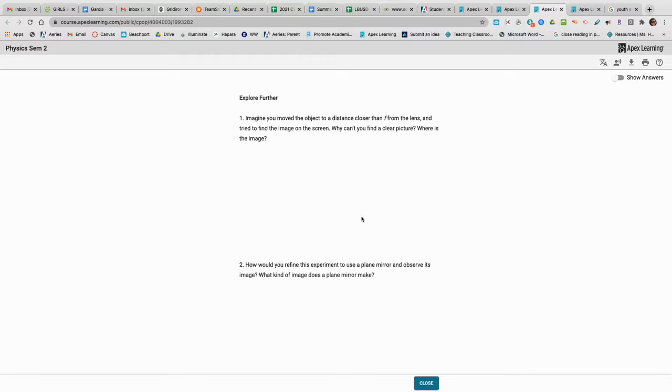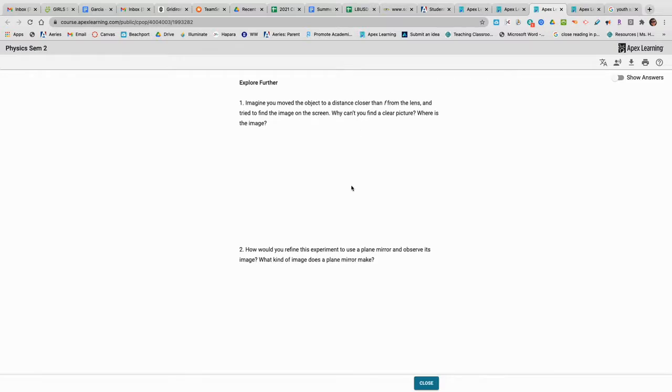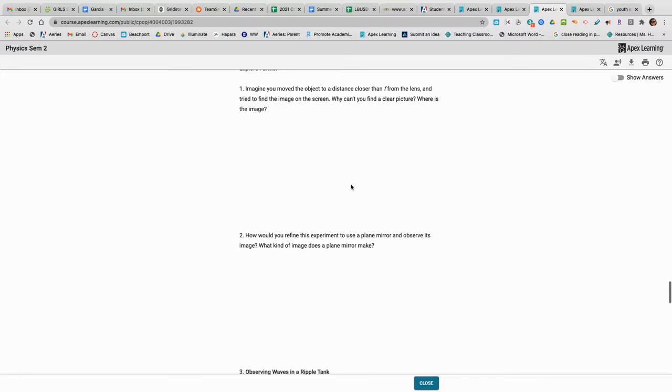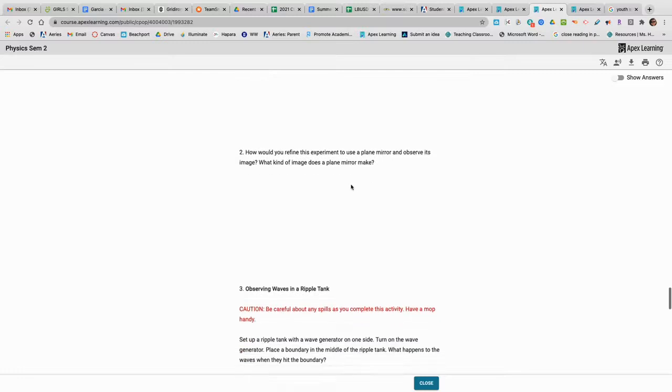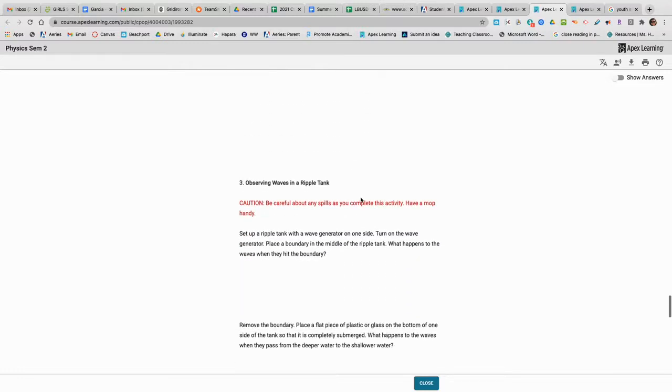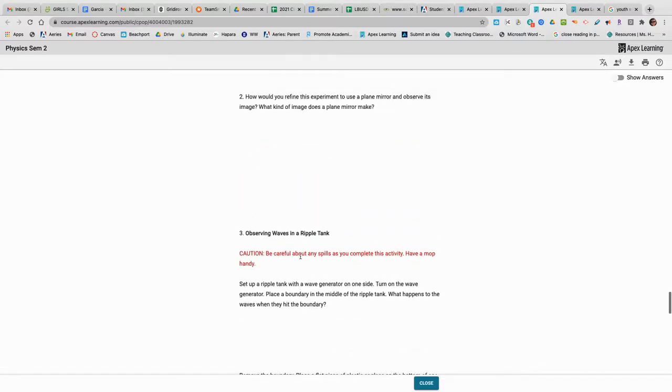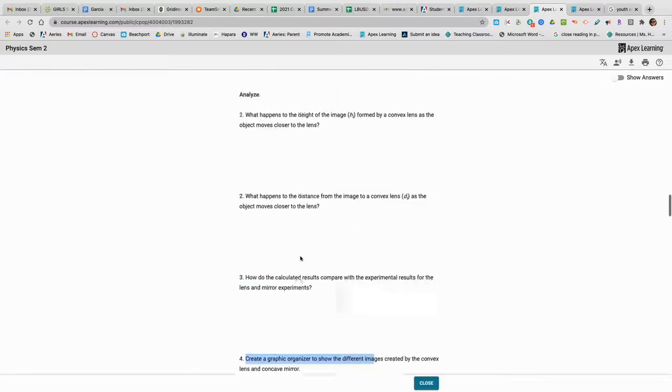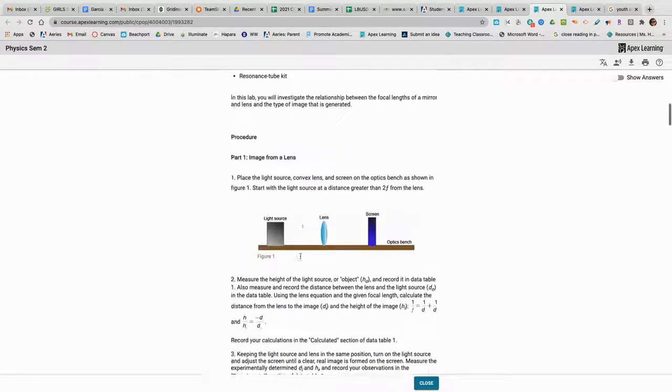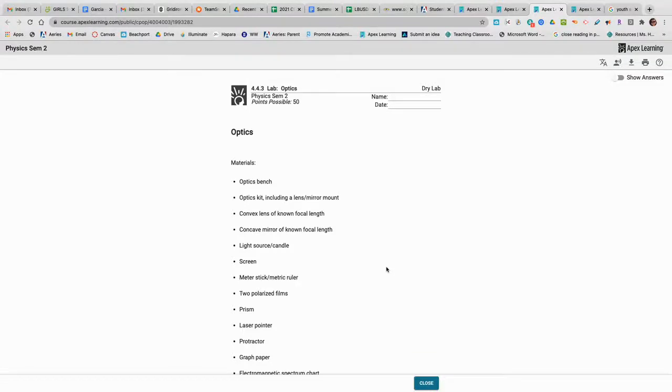And then you explore further. Imagine you moved the object to a distance closer than f from the lens and try to find the image on the screen. Why can't you find a clear picture? You should be thinking about how the light rays refract through the lens and whether they will meet. How would you refine the experiment? And then this last one you don't have to do, because it has to do with a ripple tank. If you have any questions, just shoot me an email and we can jump on Zoom and work through it together.